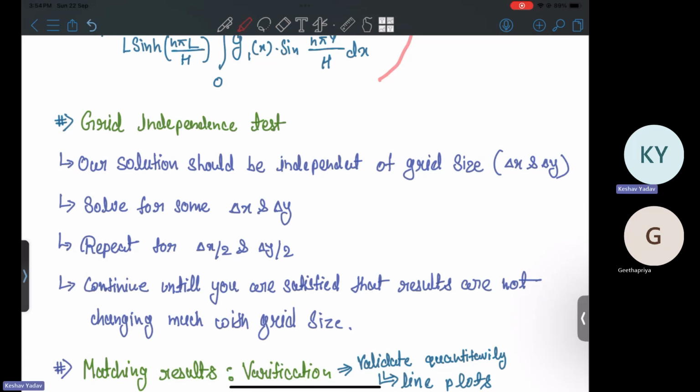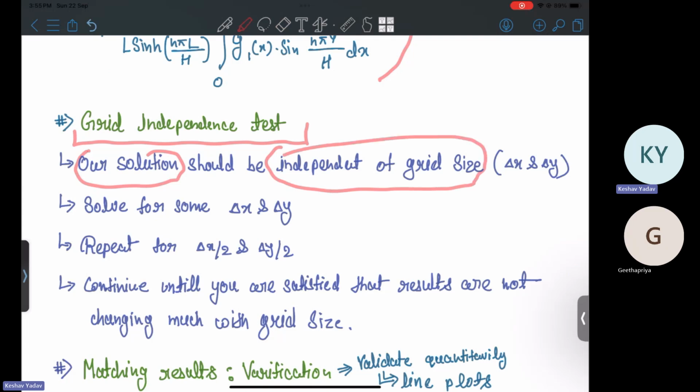Then after doing these two things, another important thing is the grid independence test. Any physical problem that we are trying to solve numerically, what are we doing? We are first discretizing the equation. By discretizing, we mean we are taking some delta x and delta y to solve the problem. This delta x and delta y was not initially in the problem itself. We have introduced this. So we need to check whether our solution is independent of the grid size or not.